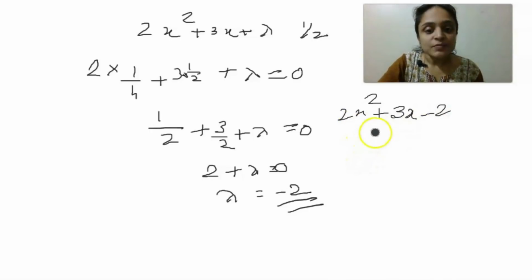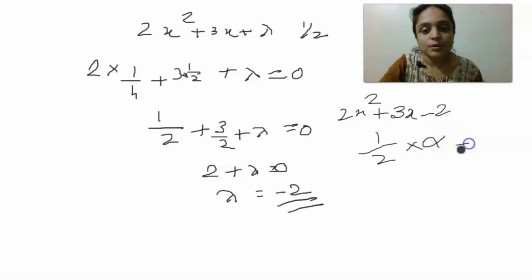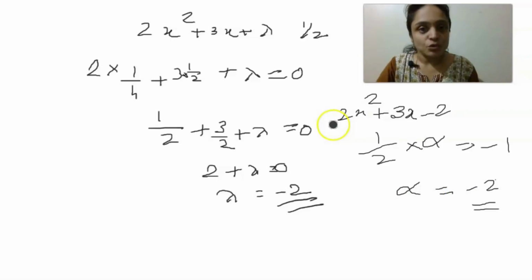Minus 2 by 2 equal to minus 1. So first zero is 1 by 2. 1 by 2 into the other zero. Let us name it as alpha. 1 by 2 into alpha equal to minus 2 by 2, that is c by a, minus 2 by 2 is minus 1. So what is alpha? Alpha equal to minus 2. So the two zeros of this polynomial are 1 by 2 and minus 2.